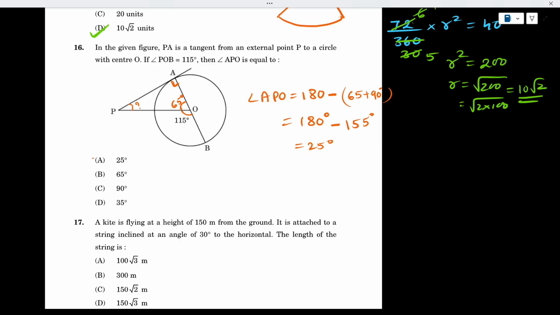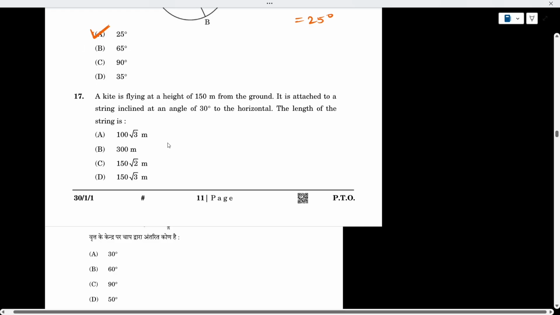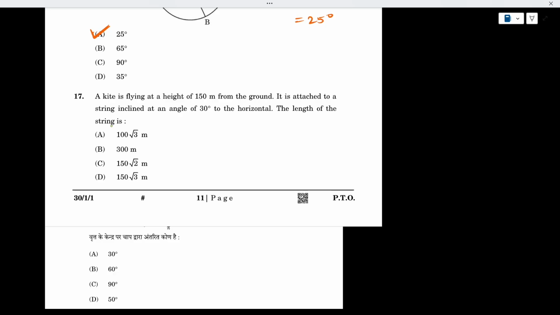So what is the right option here? Option number A is your right option, right? So this is from circle. Next question is from application of trigonometry. If you see what is given here, question number 17. A kite is flying at a height of 150 meters from the ground. It is attached to a string inclined at an angle of 30 degrees to the horizontal.